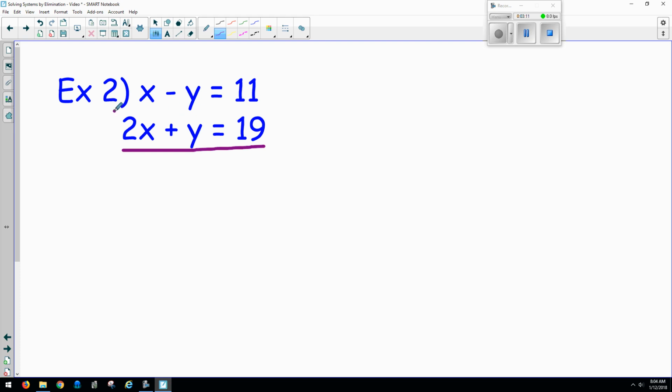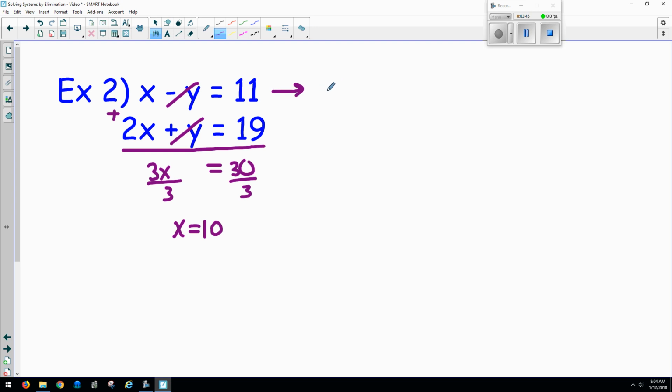So we're going to add the two equations together. The y terms cancel each other out because it's -1y plus 1y, so that would be 0y. So the y's go away, and we're going to add the x terms together, which would be 3x, and we're going to add the numbers together, which would be 30. And then we're just going to solve for x. So x equals 10.